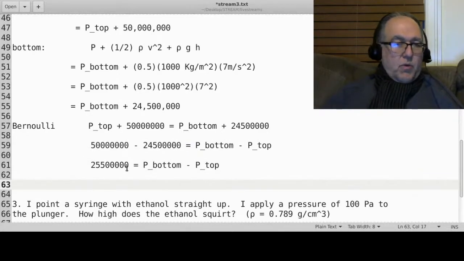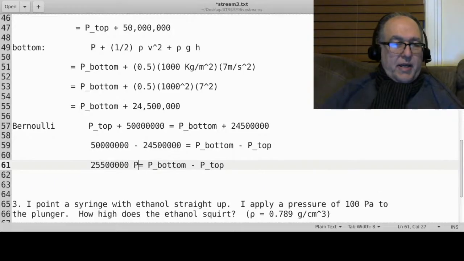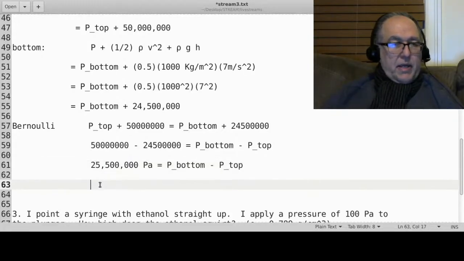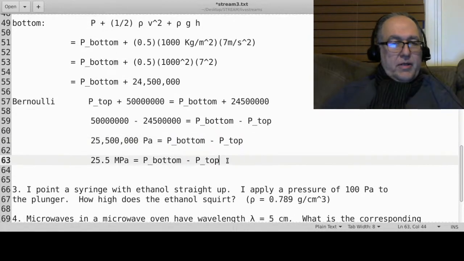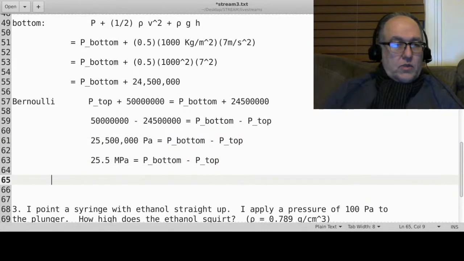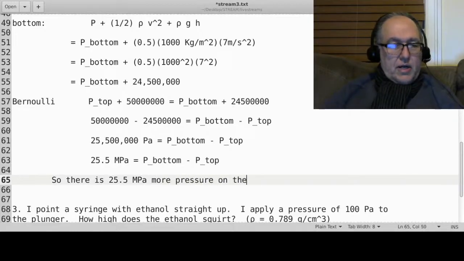And let's convert that. What are the units here? Well, it's pressure in MKS units, which is pascals. There's 3, there's another 3, so that's kilo, that's mega. So this is going to be 25.5 megapascals difference between the pressure in the top and the bottom. So there is 25.5 megapascals more pressure on the bottom than the top.